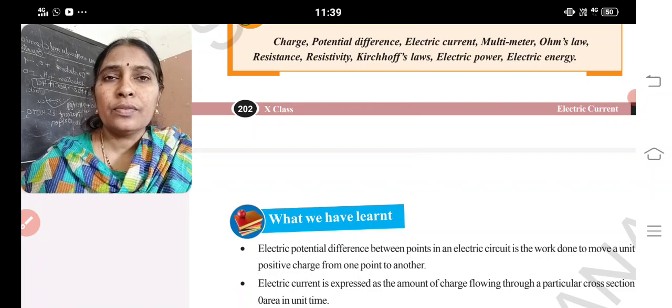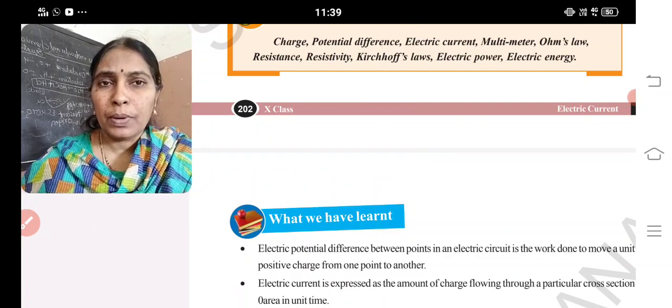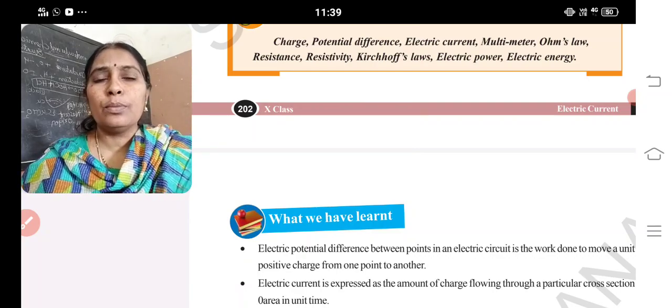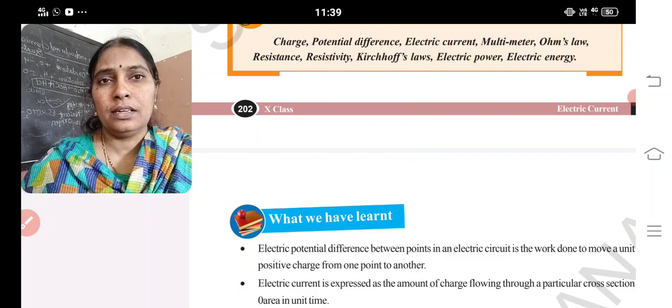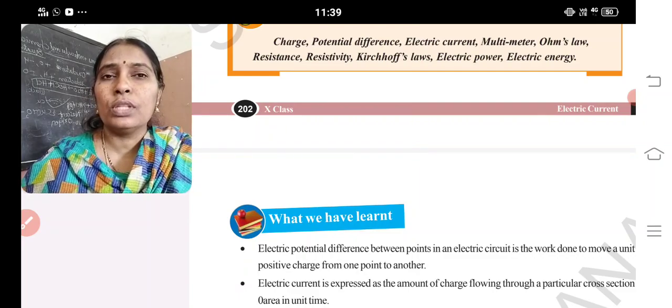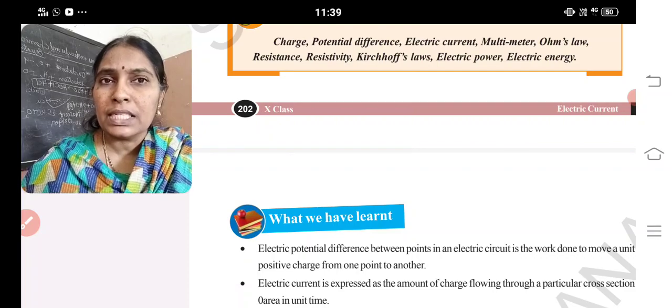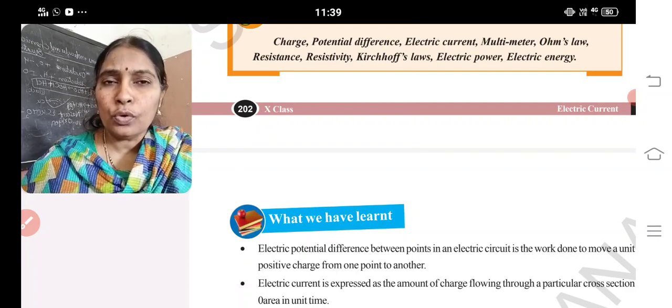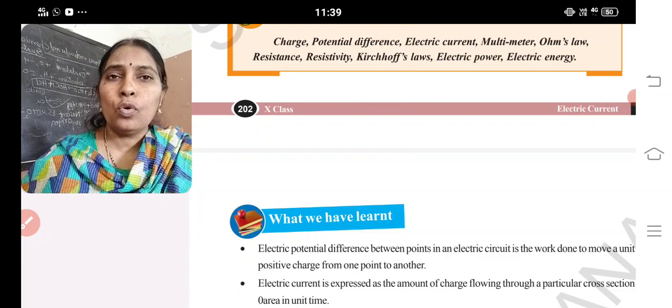What is the potential difference? The energy required to move a unit positive charge from one place to the other place is said to be a potential difference. Potential difference is measured in volts, measured by a voltmeter. EMF, electromotive force: the chemical energy required to move the electrons from one place to another place is said to be electromotive force.